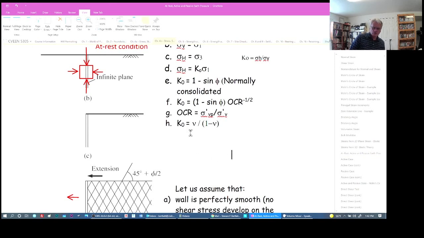K naught also, if we know Poisson's ratio from elastic theory, can be expressed by this equation. It's Poisson's ratio divided by 1 minus Poisson's ratio.